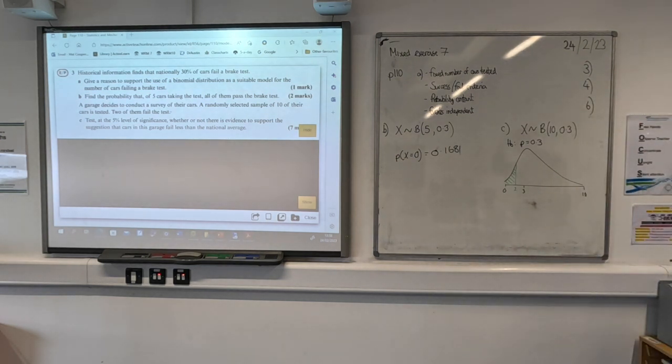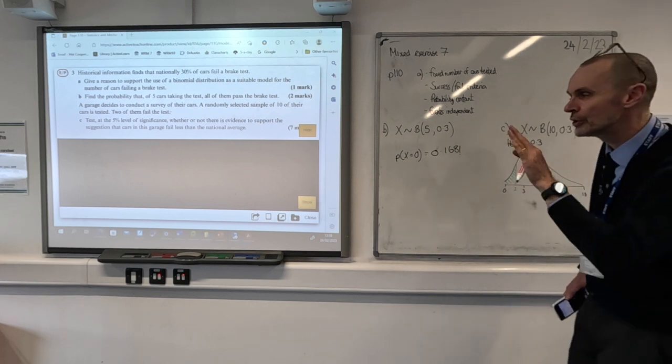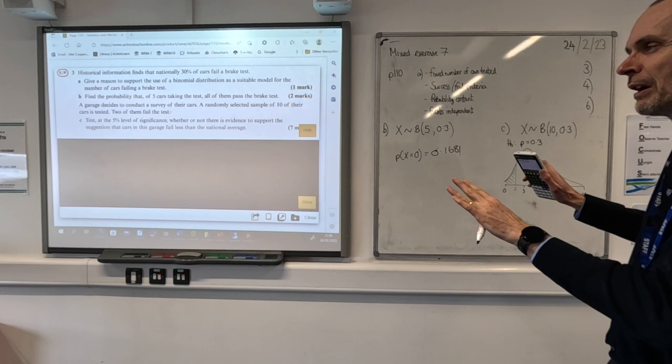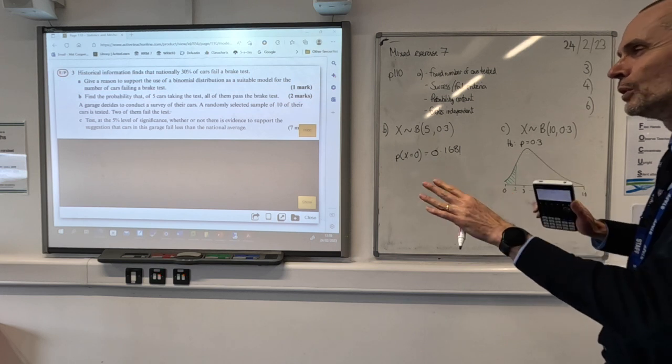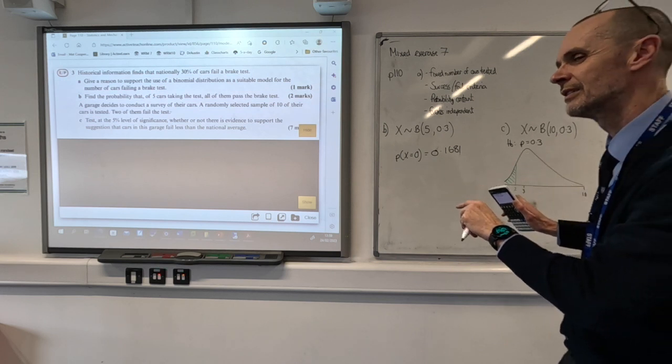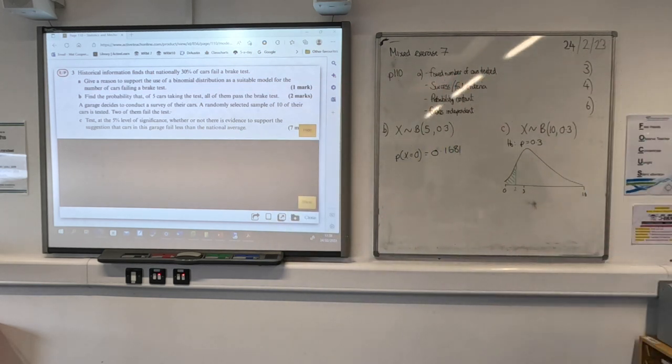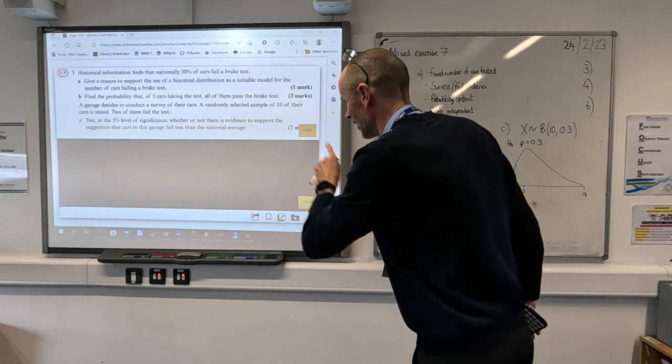Anyway, going back to this part C, you've just got to hunt for whether they believe the probability is bigger, smaller, or just different. Bigger or smaller, one-tailed test. Different, two-tailed test. Go on, Ben. Are we looking for evidence that the chance of failing is more, less, or just different? It's going to be hidden in part C. Less. It says less than the national average.